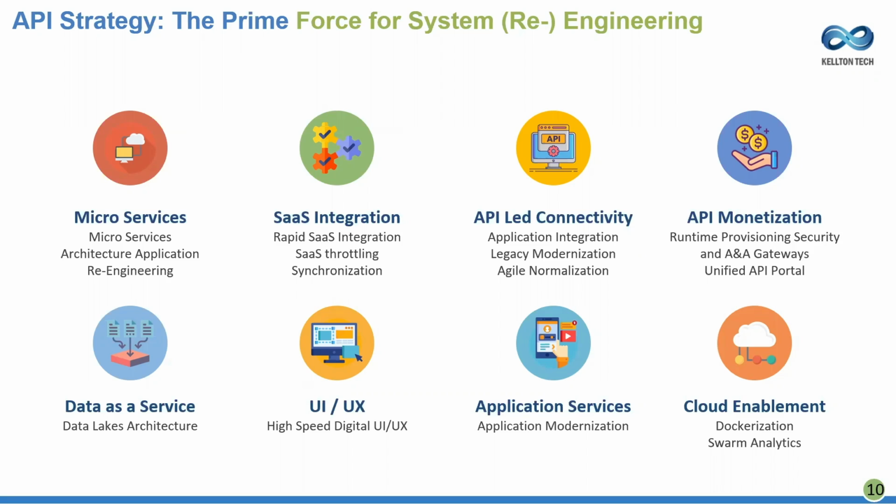it is very important to formulate and adopt an API strategy at the enterprise level. This will ensure that the entire IT organization and the resources available to it are aligned with the overarching strategic goals and tactical initiatives of the business. The microservices, B2B integration, API monetization, API-led connectivity, cloud enablement, application services, and modernization bring in the agility in transforming and modernizing IT systems for digital demand.